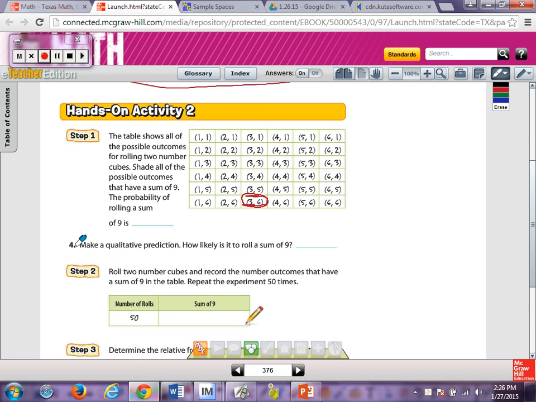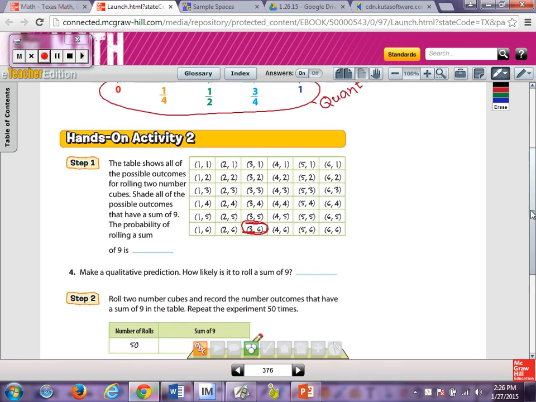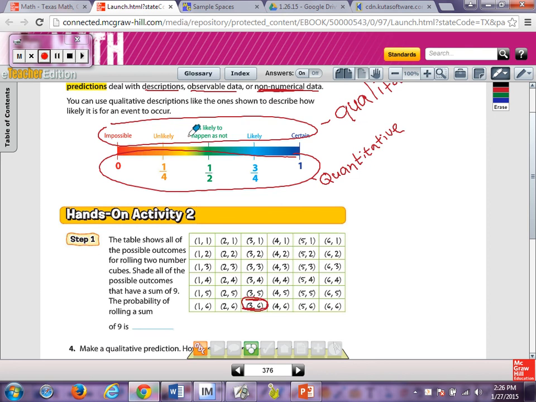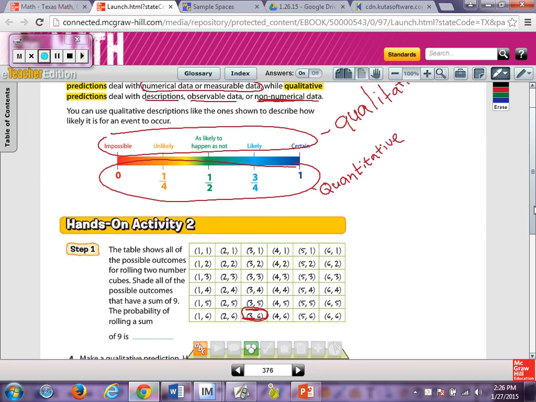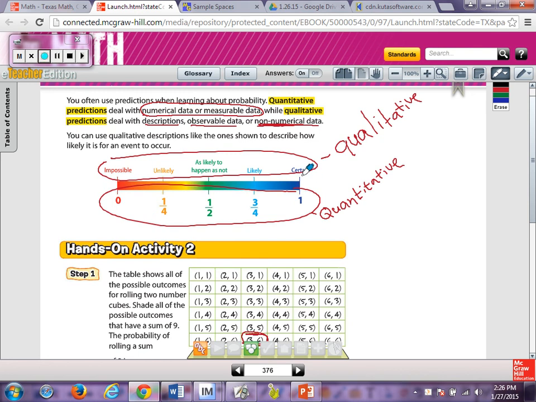Question 4, make a qualitative prediction. Qualitative means you're going to use these kind of words that you see up here. For example, the question that you're being asked is, how likely is it to roll a sum of 9? So let's say you think it'll be certain, likely, maybe it's 50-50, unlikely or impossible. How you decide what word you're going to use depends on what ratio you get when you find all the ones that have 9.